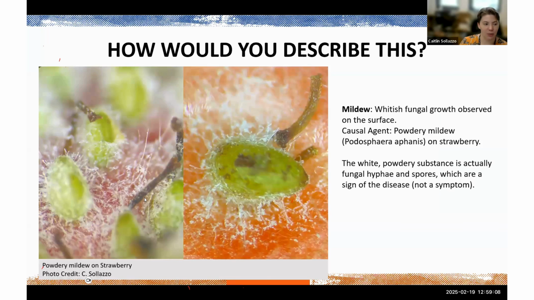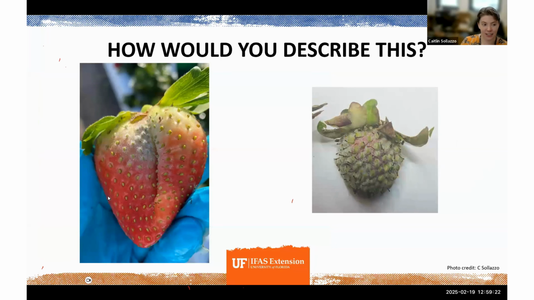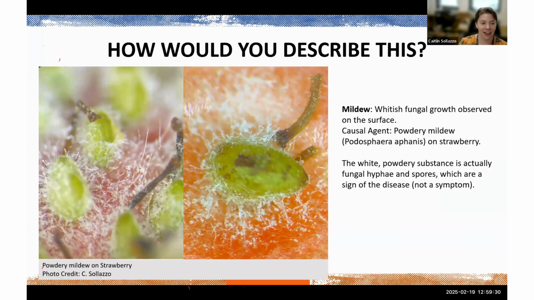And I like to include this one because I think this is really pretty when you look at it under a microscope. If you see this, this is actually the spores of the fungus and some of the hyphae, the mycelium. So this is a sign. This white stuff is a sign, not a symptom. Yes, Nancy, you said that. Are these signs? Yes, they are signs. Wonderful. I love that.